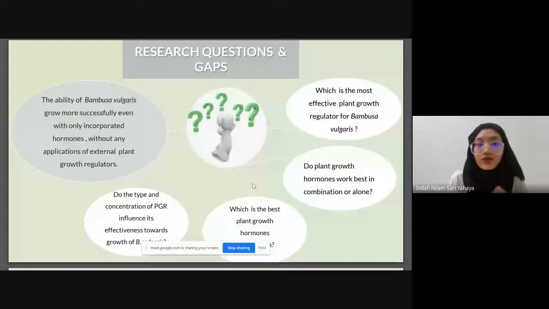And the research questions are: which is the most effective plant growth regulator for Bambusa vulgaris? Do plant growth hormones work best in combination or alone? Which is the best plant growth hormone combination? And lastly, do the type and concentration of plant growth regulator influence the effectiveness toward the growth of Bambusa vulgaris?